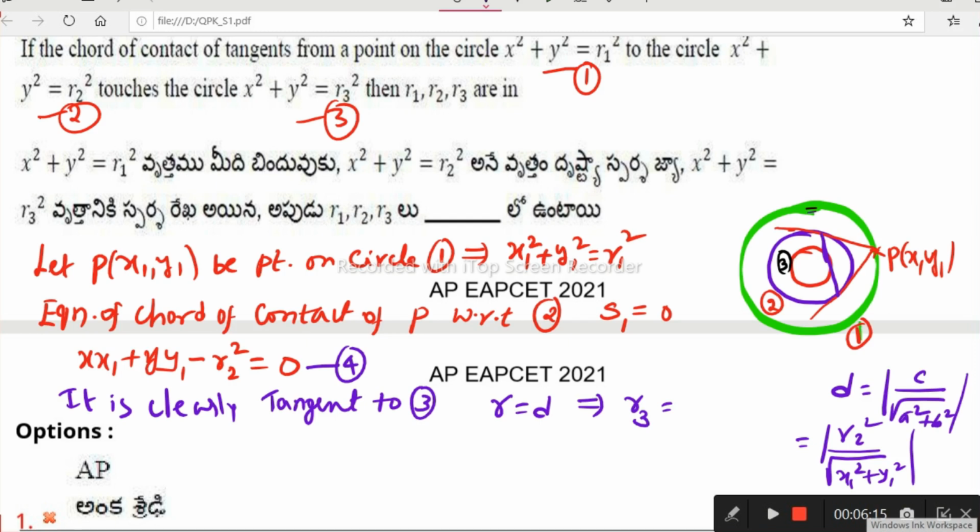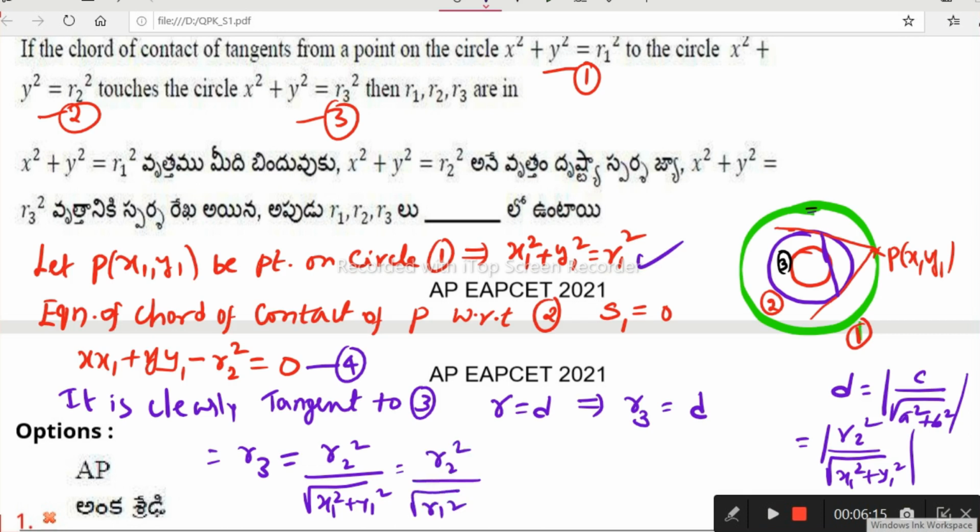Now we have r, that is r3, is equal to d. That is, r3 is equal to, what is d here, r2 square by root over r1 square plus x1 square plus y1 square. So already we have x1 square plus y1 square is equal to r1 square. Therefore this is equal to r2 square by root over r1 square, that means r2 square by r1. Taking the cross multiplication, what we got: r3 r1 is equal to r2 square.